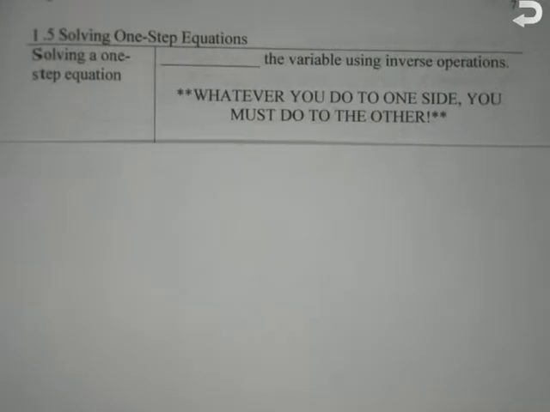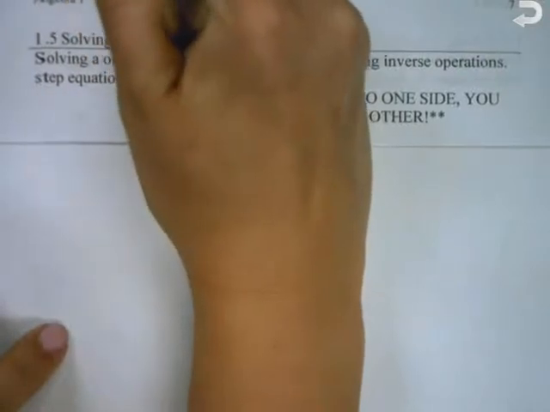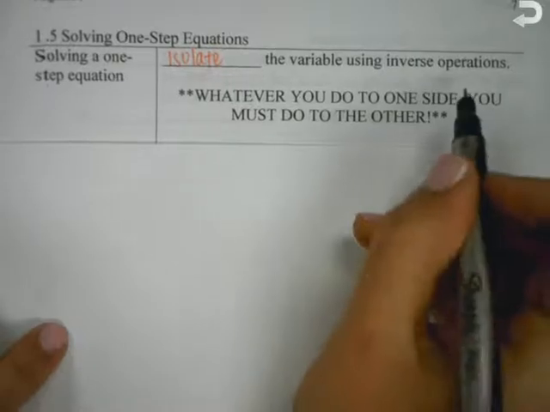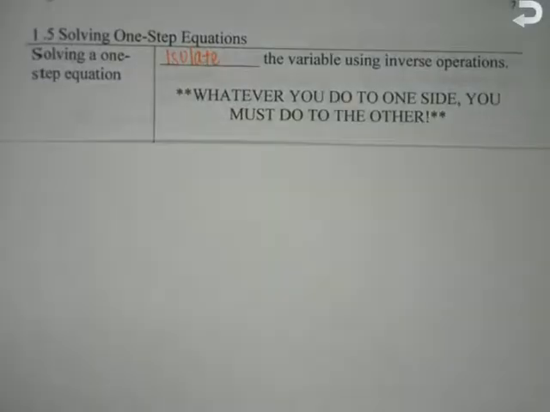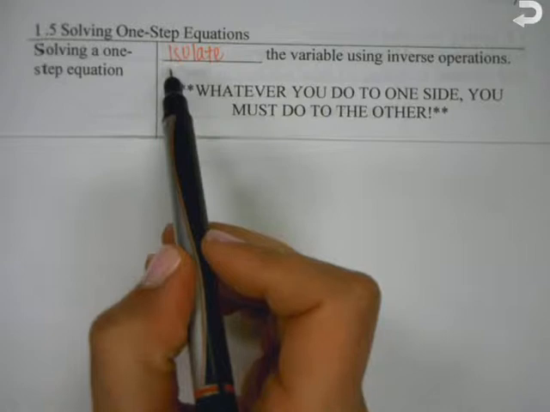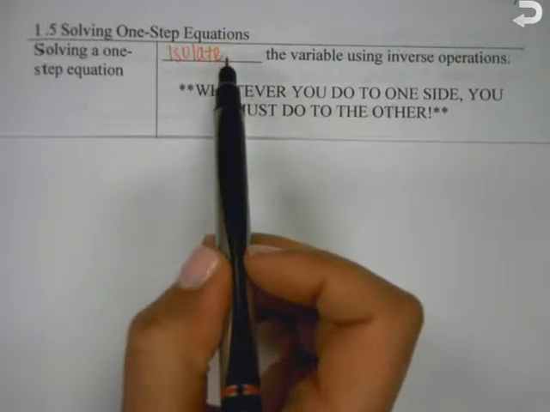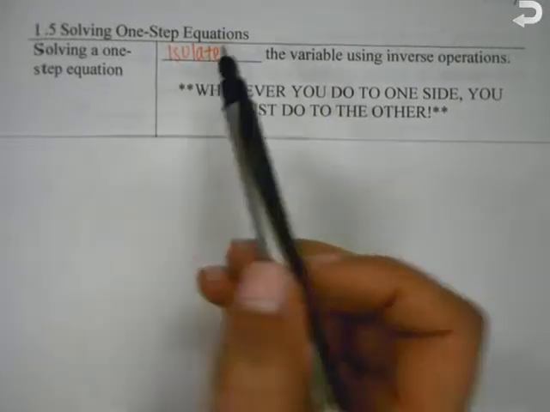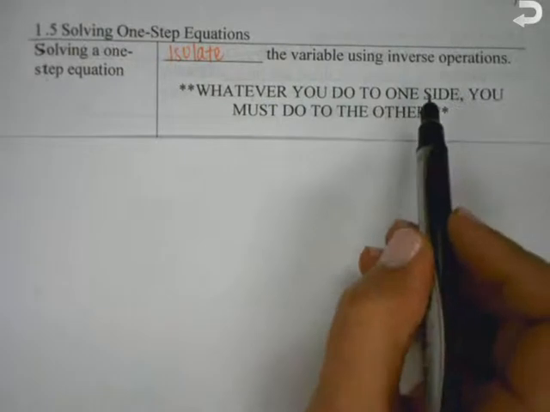All you need to know for solving a one-step equation is to isolate the variable using inverse operations. What does isolate mean? If I put Julian in isolation, what does that mean? He has to sit by himself, right? Yeah, so isolating the variable means that I'm getting the variable by itself. What are inverse operations?